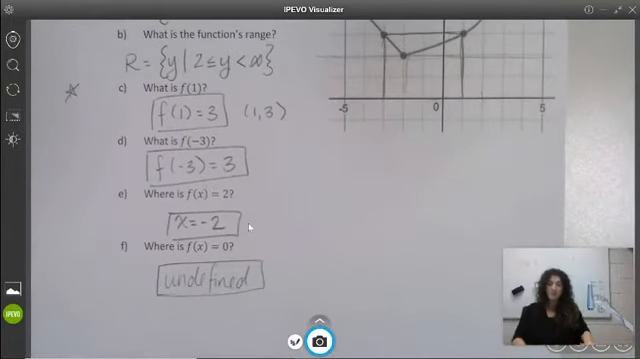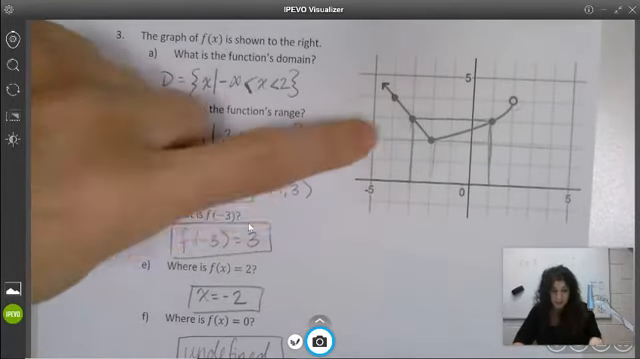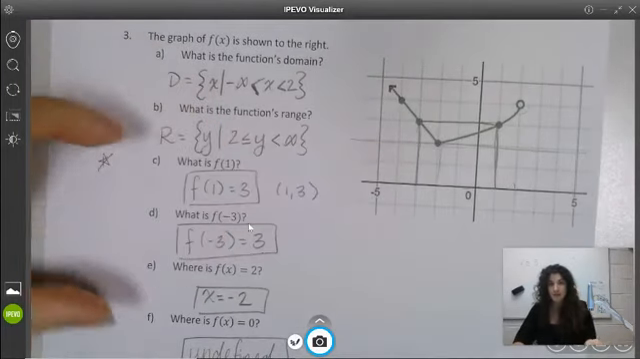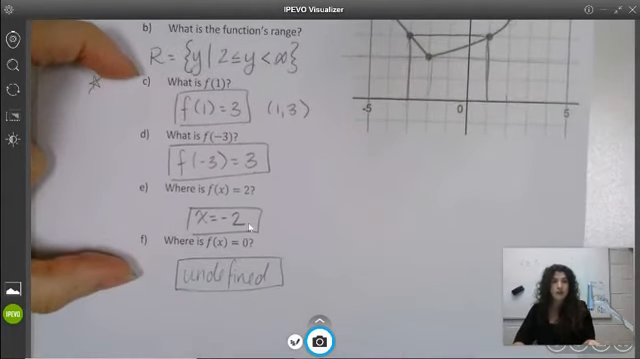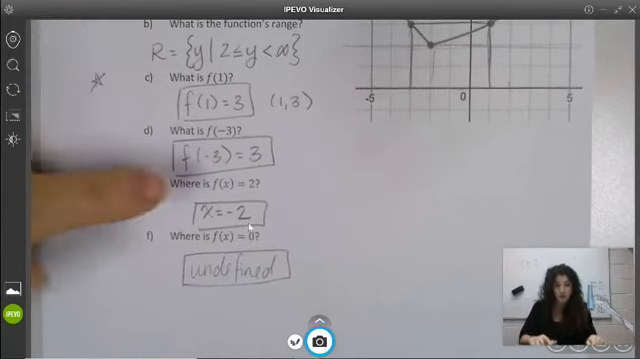And that's it. So the main things that I want you to take away from our notes today are, can you find domain and range from a graph? Can you evaluate functions looking at the graph? This is what we mean by evaluating functions, finding what is f of 1, what is x when f of x equals 2, those sorts of things.